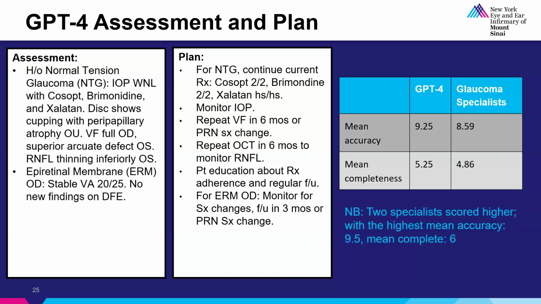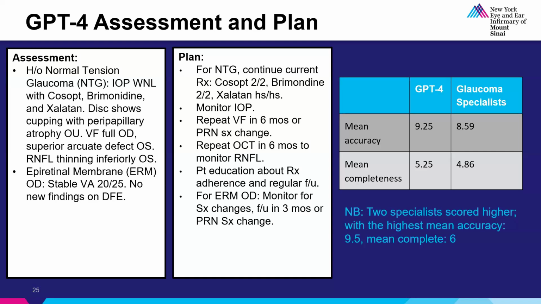Interestingly, for this specific question, the one that we give to all the attendings to generate their own assessment and plan, as well as having it blindly rated on a Likert scale with GPT-4, the mean accuracy was 9.25 out of 10 for GPT-4, and for glaucoma specialists, it was 8.59. On mean completeness, it was 5.25 out of 6, and for glaucoma specialists, 4.86. That being said, there were 2 glaucoma specialists that scored higher, with the highest mean accuracy of 9.5 and mean completeness of 6.